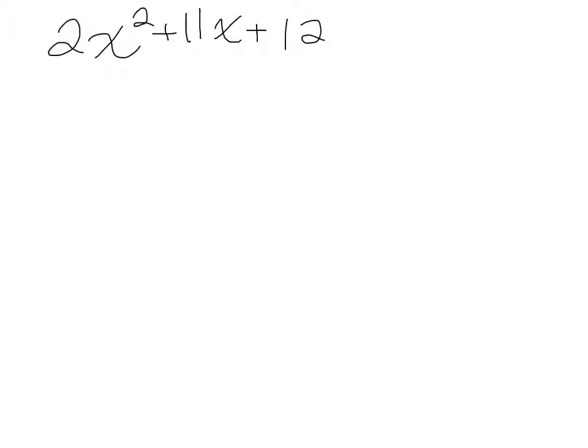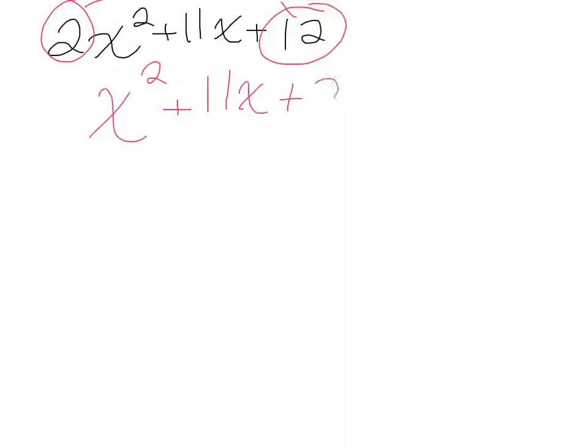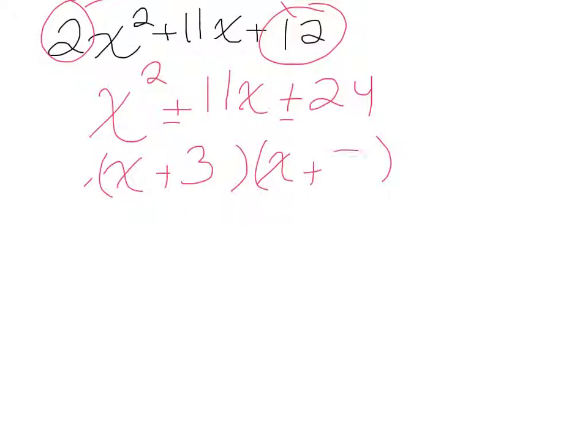So again, our first step for these questions is look for a greatest common factor. In this case, there is none, so we're going to take the 2 and multiply it by the 12. So we're going to have x squared plus 11x plus 2 times 12 is 24. Now we're going to factor this. So x and x. This plus tells me they need to both be the same. This plus tells me they're both going to be positive. And now I need factors of 24 that add up to 11. Alright, so that would be 3 and 8.